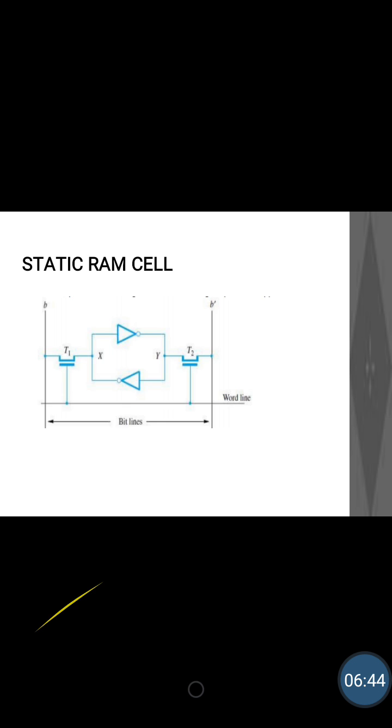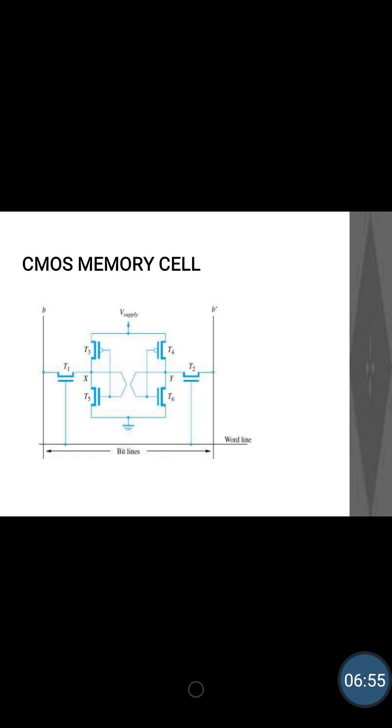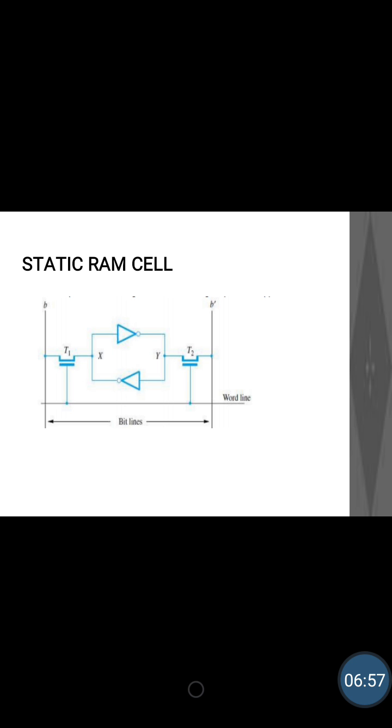Okay. Then moving to the next topic, that is static memories. In static memories, 2 types of organization are shown. One is the static RAM cell and the other is the CMOS memory cell. 2 types are studied within these static memories.